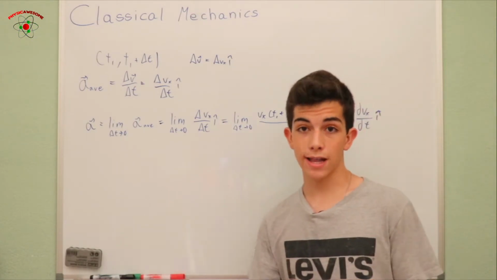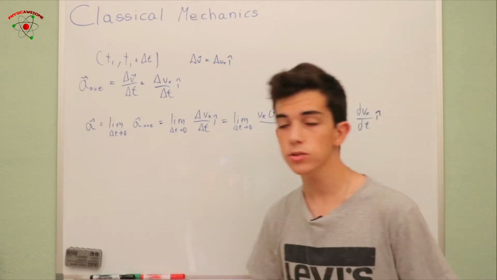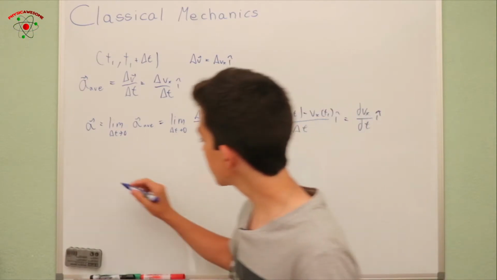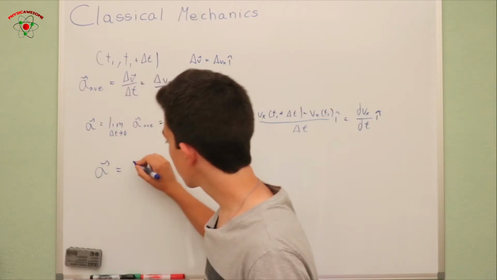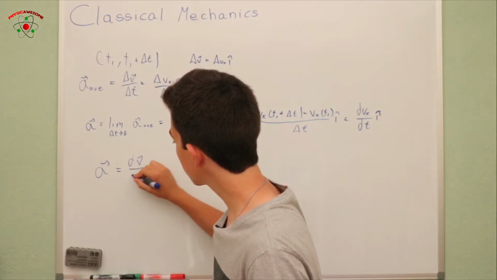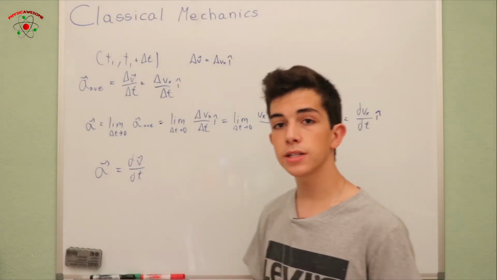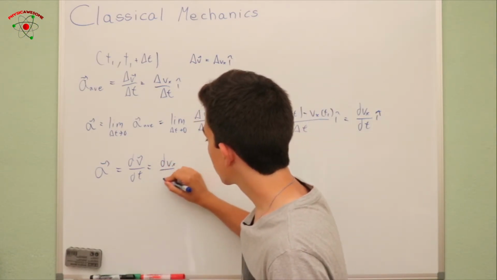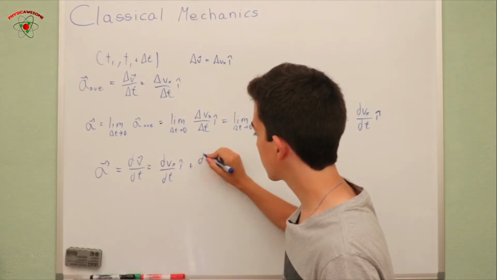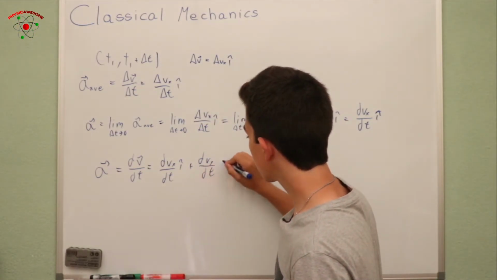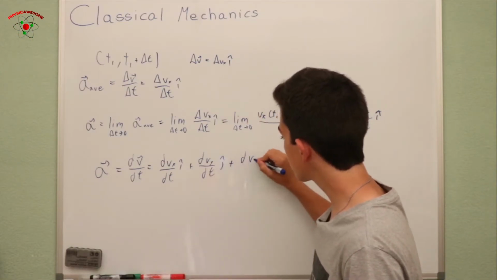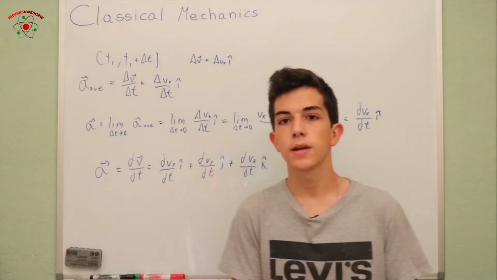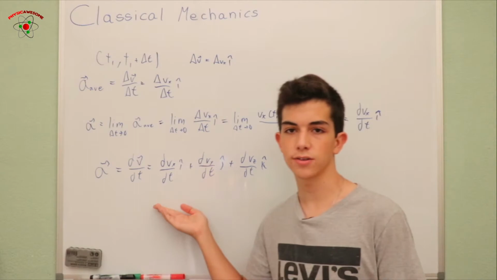If we want to generalize this definition to the 3 dimensions, we could do all the analysis, but I'm going to give you the answer. It will be that acceleration is equal to the derivative of velocity over time. And if we expand this vectorial expression, we'll have each of the components, and that is the x component in the i direction, the y component in the j direction, and the z component in the k direction. And that is how we define acceleration.